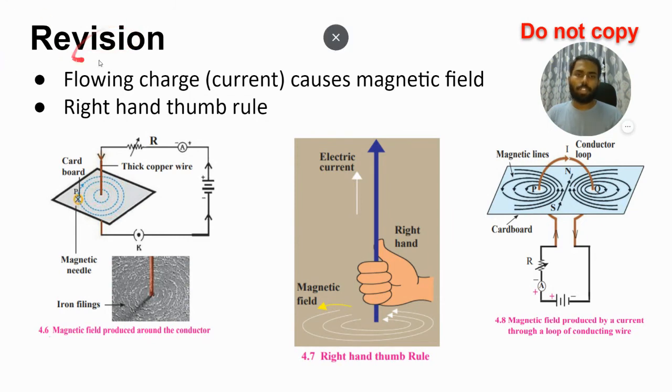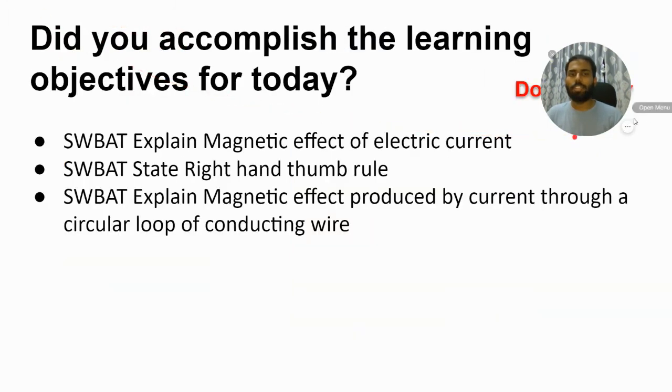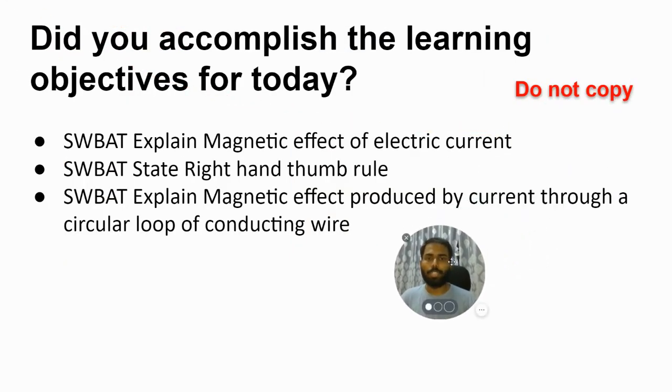Okay, so that is it for revision, and just check if you have accomplished the learning objectives for today. Can you explain the magnetic effect of current to someone, either orally to your friend or in written form for the examiner to check and give you marks on that? Can you state the right hand thumb rule right now? Can you say it in English? You don't have to learn it by heart. Once you understand it, you can just say it in your own words, right?